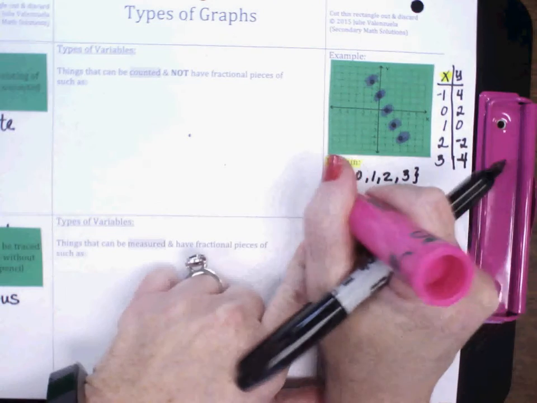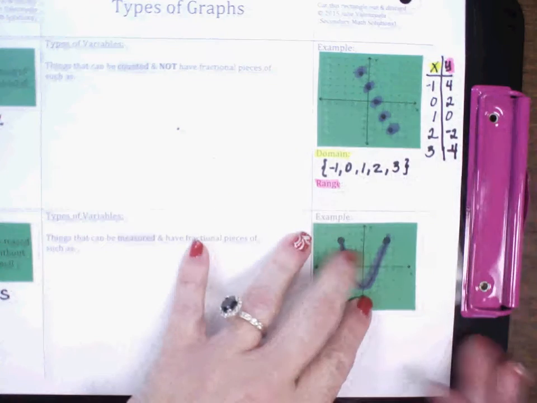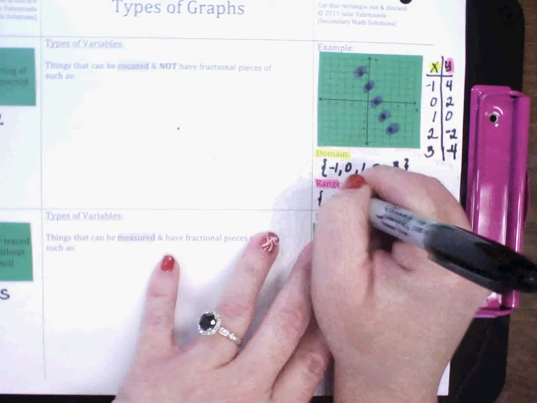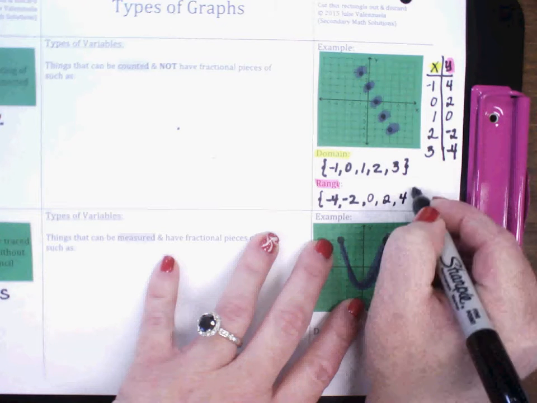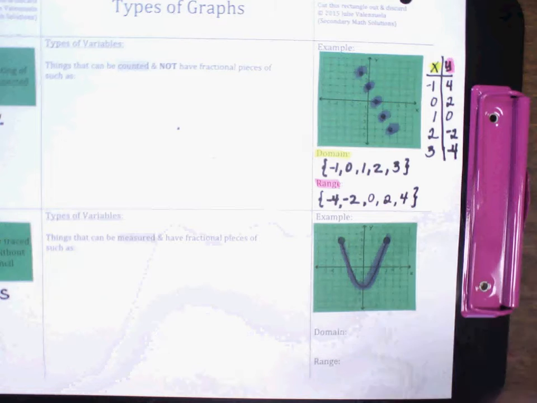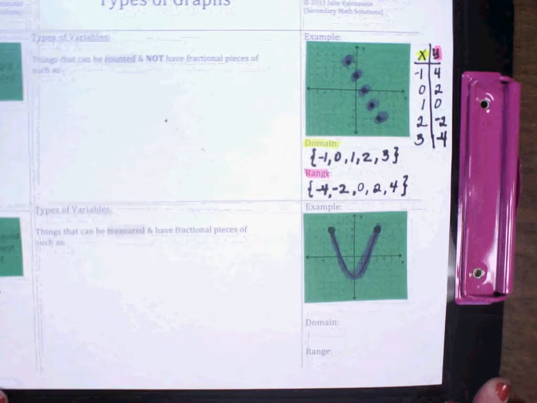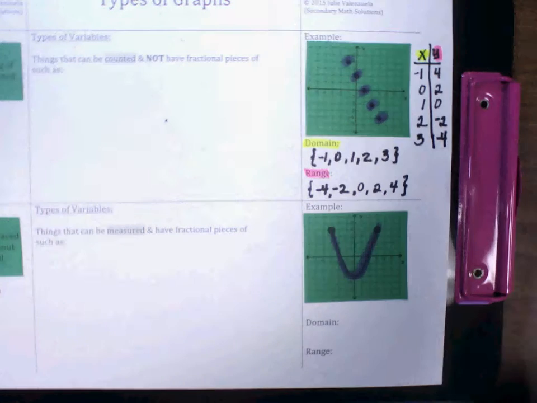All right, so what's the domain? Your x's, right? Your domain would be your x's. So that would be -1, 0, 1, 2, and 3. Now your range would be your y's. So start with the smallest one: -4, -2, 0, 2, and 4. Yes? We got it?